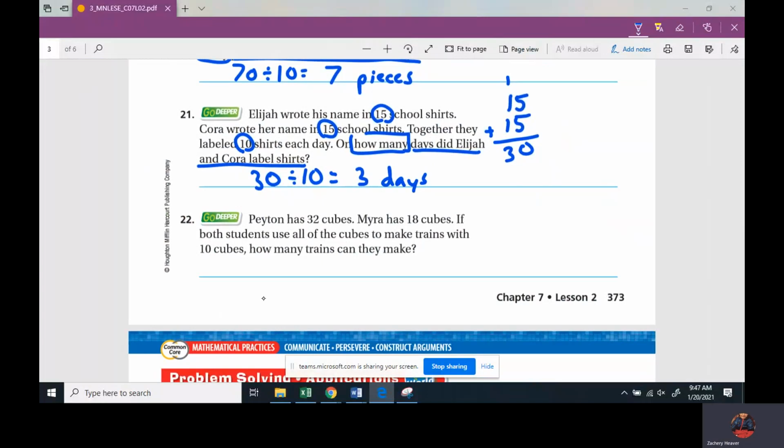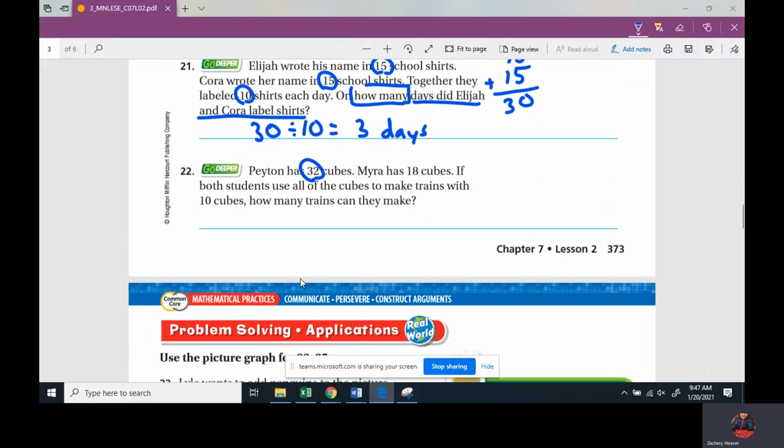Willow. Peyton has 32 cubes. Maya has 18 cubes. If both students use all of the cubes to make trains with 10 cubes, how many trains can they make? So what do you have to do first, Willow? Yes, to find the total number of cubes. So 32 plus 18. So Willow, 8 plus 2 is 0, carry your 1. 1 plus 3 plus 1. Final answer? So we have 50 total.